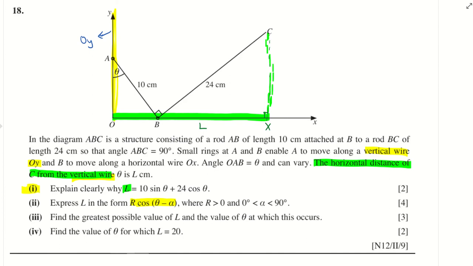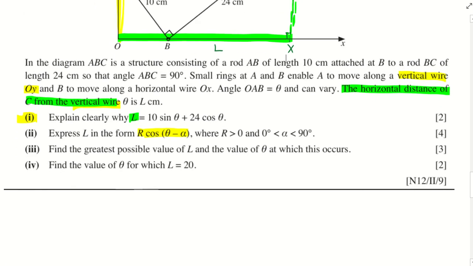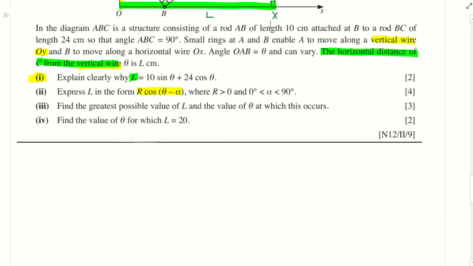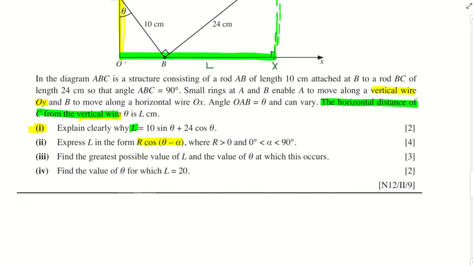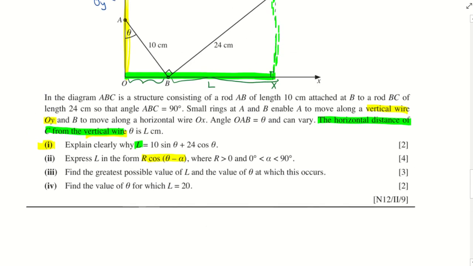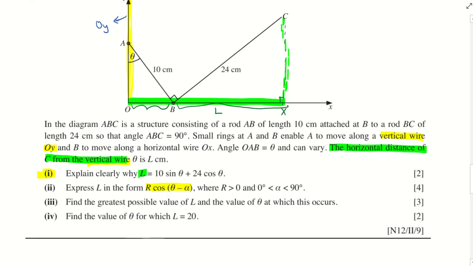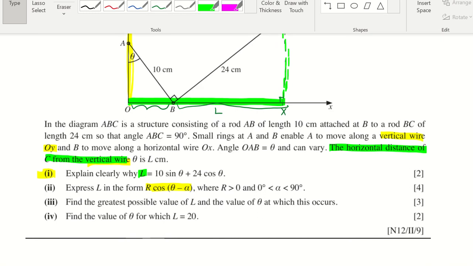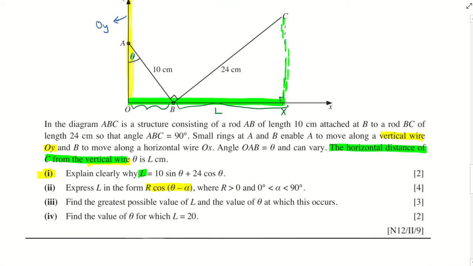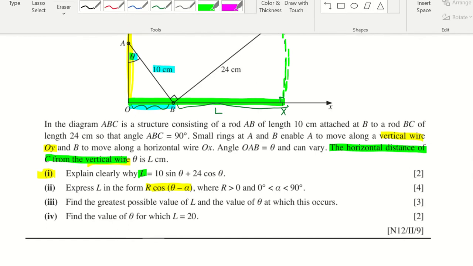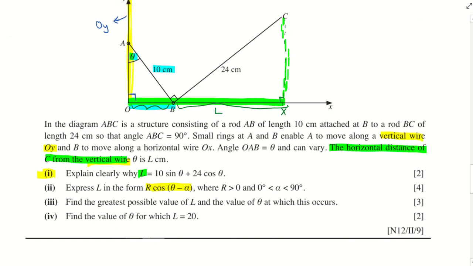We can find and express L in terms of theta. Take note that length L is made up of two parts, OB and BX. Let's find OB first. OB is simple because we have theta, we have 10, we have OB. Let's use our trigo ratios, because this is a right angle.